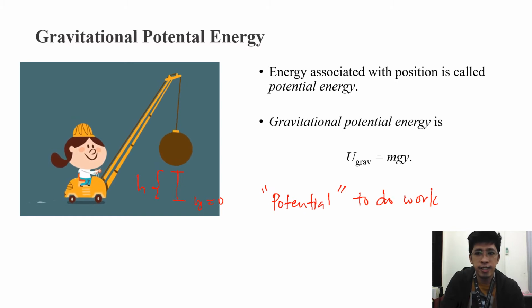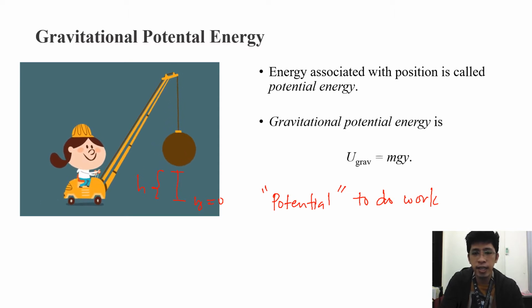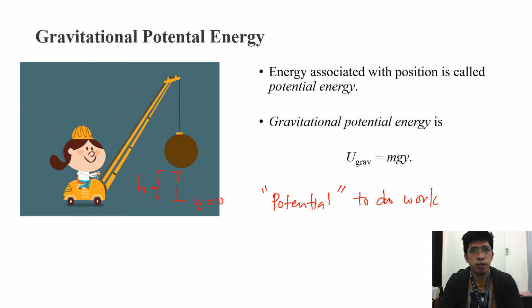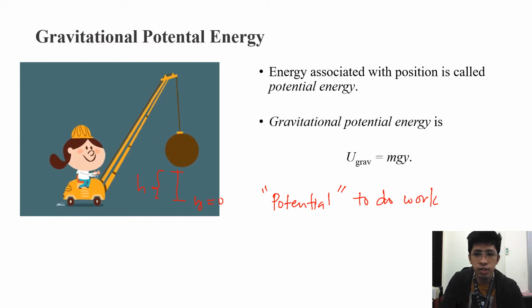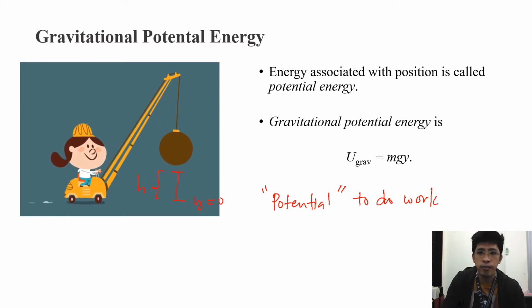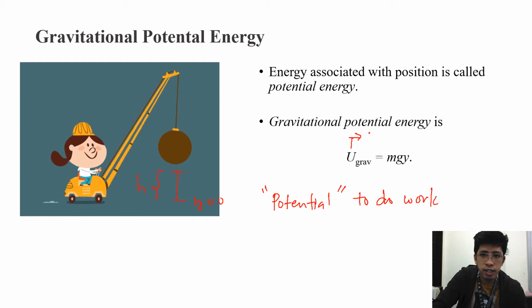The gravitational potential energy is mathematically described as U grav, which is equal to mgy. You might ask why we use the symbol U for gravitational potential energy. Why not P? In later parts of our classes, we're going to use the letter P a lot. So in order not to be confused, we're just going to use the letter U for potential energy. So you have U grav for gravitational potential energy, and it's equal to your mass times your gravity times your height y.